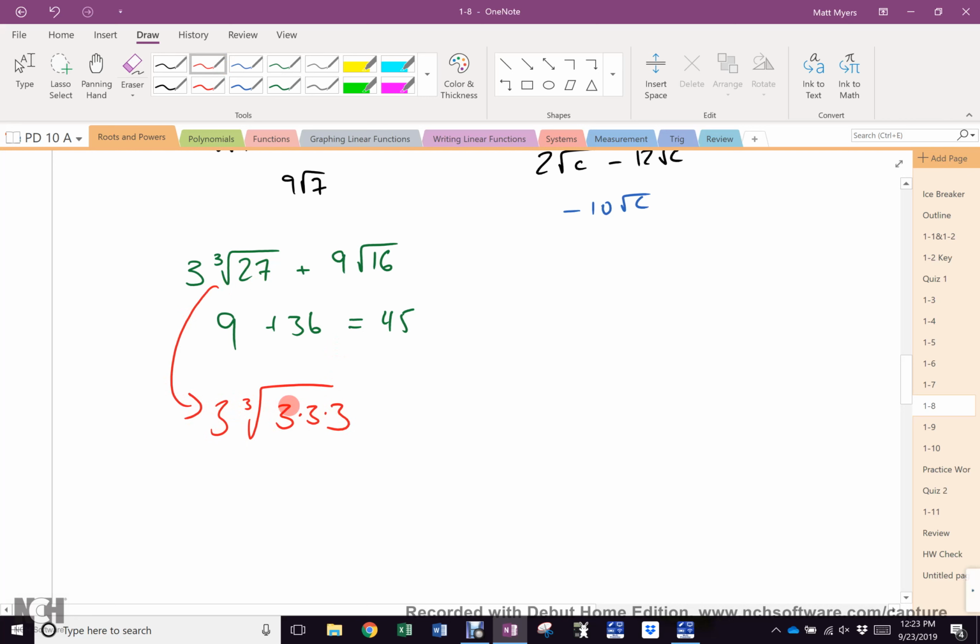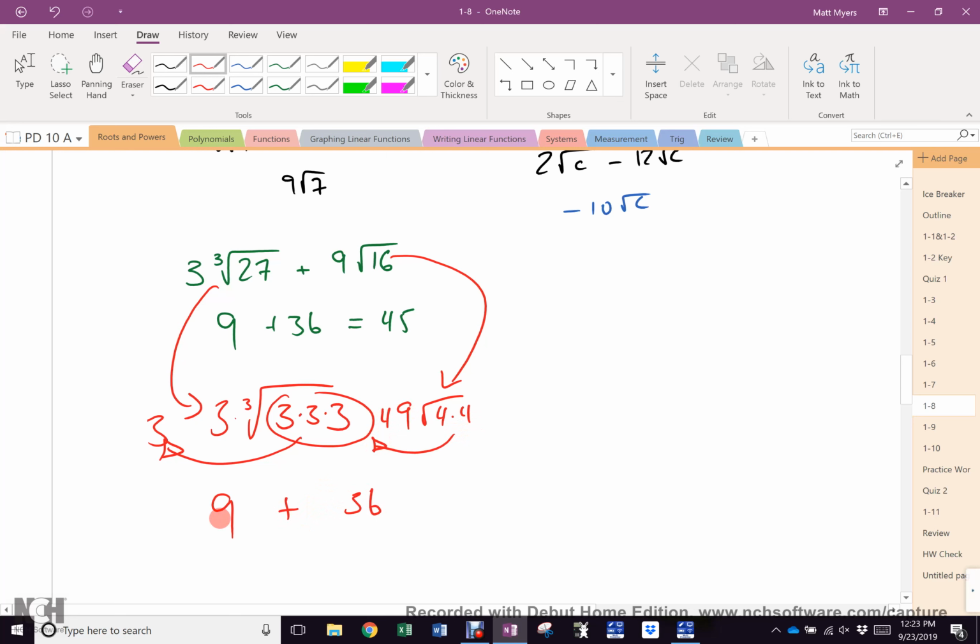Yes? Yes. And there is my group of 3, so out will come 3, and now 3 times 3 is 9. There is 9 root 4 times 4, yes? So out will come what? 4 times 9 is? And now it is plenty easy to add. Got it. Cool. Any other questions about that type of thing? No, sir.